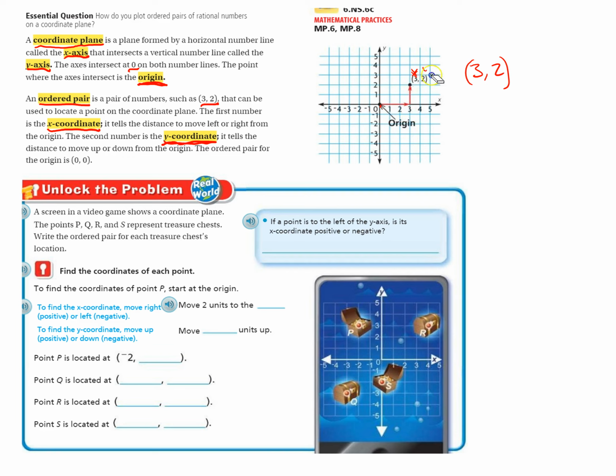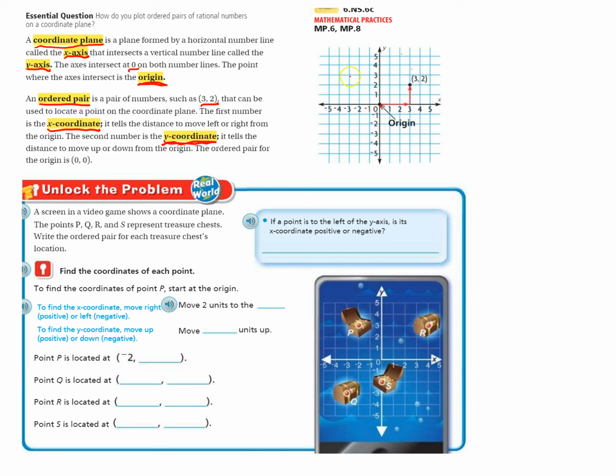Okay. Let me do another example. If I had a point, let's say right here, okay, I would have to move over 1 on the x-axis, so I'm 1 on the x-axis, and on the y-axis, the axis that goes up and down, I am up 4. So this point would be at 1 on the x-axis and 4 on the y-axis. So its point would be 1, 4. And notice when I'm finding that point, I always start at the origin.